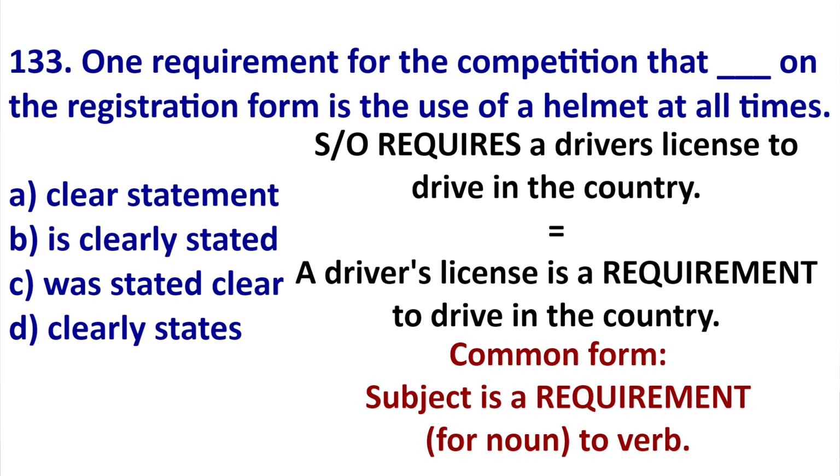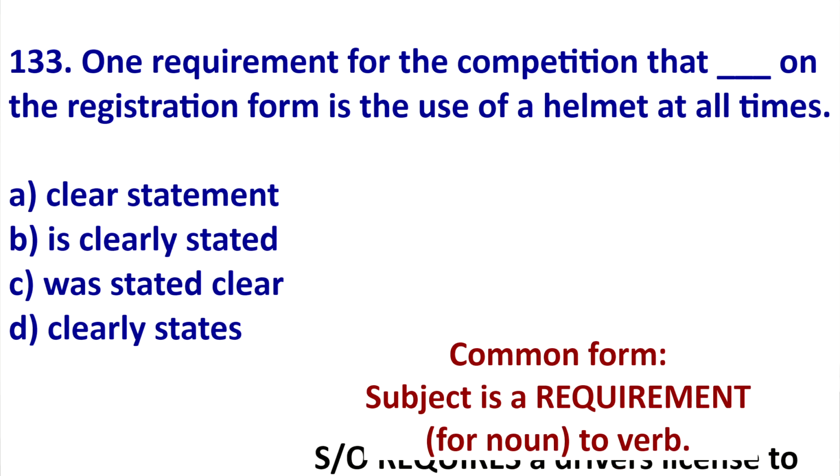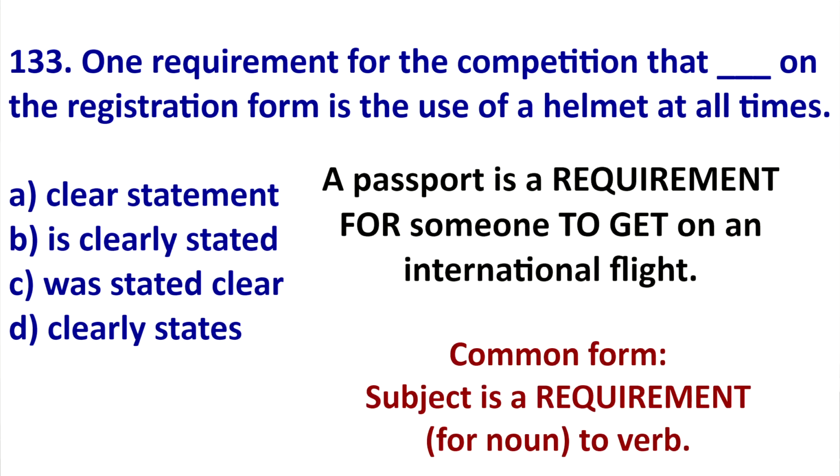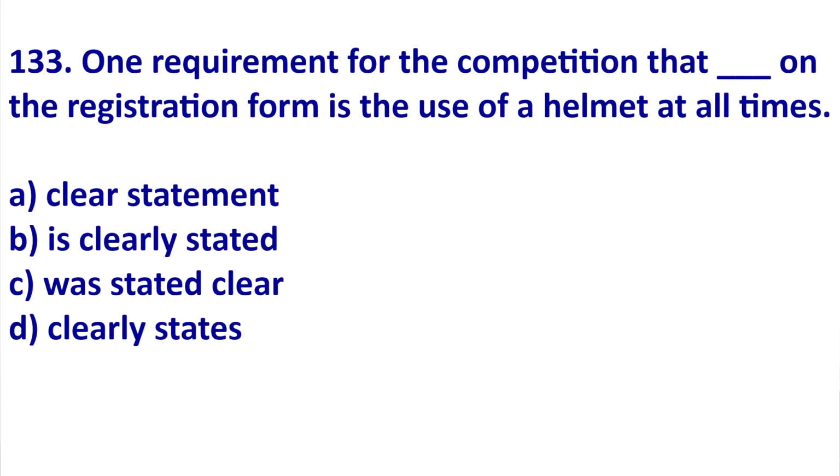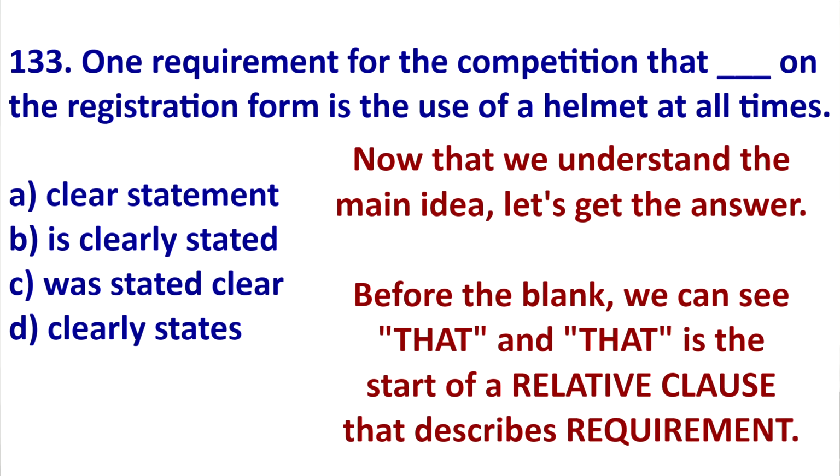A common form with requirement is: something is a requirement for someone to verb. A passport is a requirement for someone to get on an international flight. So, now that we understand the basics, we can look at what we need in the blank. Before the blank, we have "that." And that is describing the requirement. This is a relative clause. Some people call it an adjective clause. That describes the requirement here, not the competition.